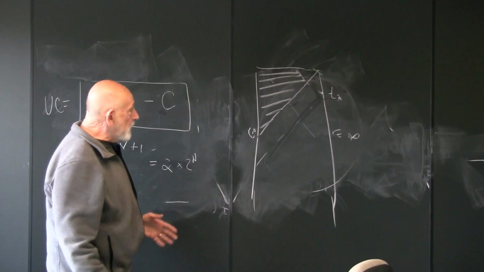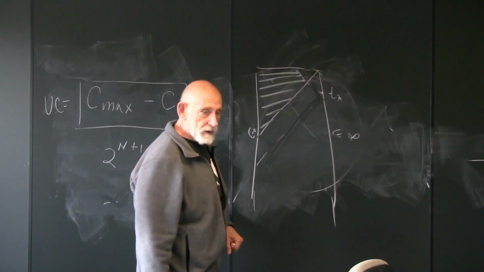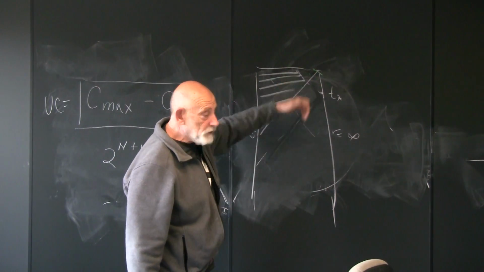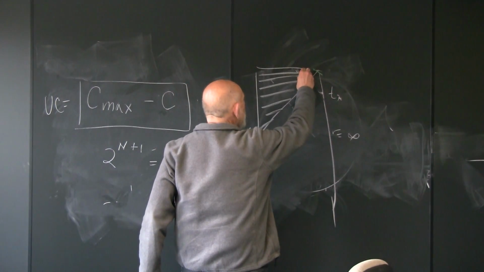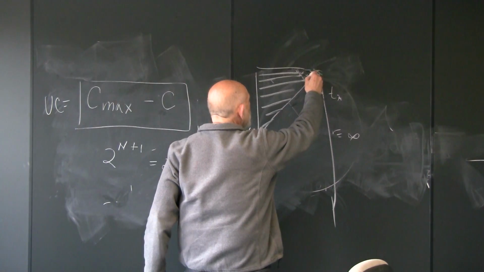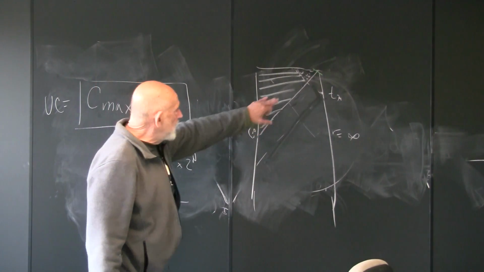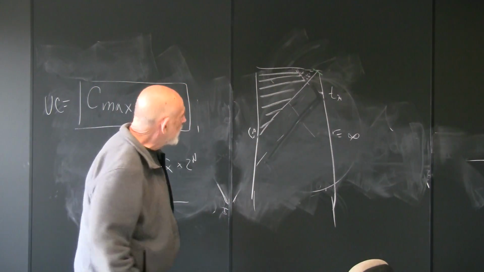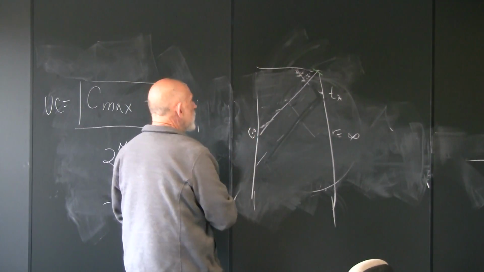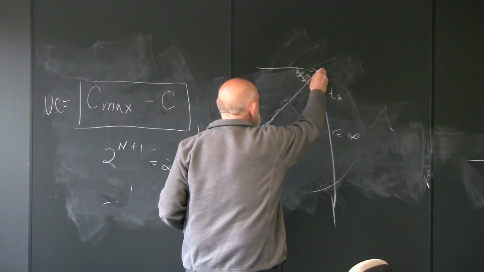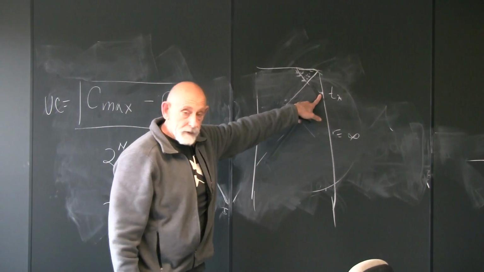On the other hand, what is the maximum complexity? The maximum complexity is to wait until you reach this time out here, which is exponential, and then consider the same diagram, which will include this region here. That's the maximal complexity. And the uncomplexity is simply the difference between these two. So the uncomplexity is simply the volume of space-time in here. Well, that's exactly the amount of space-time that Alice can visit from this point over here.